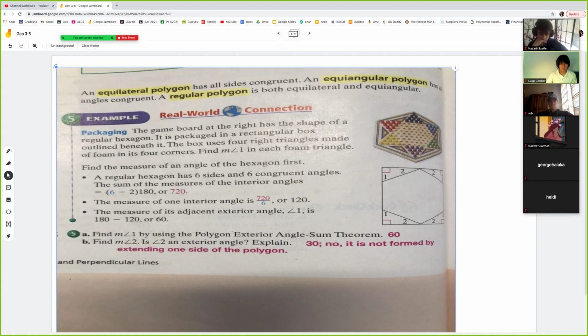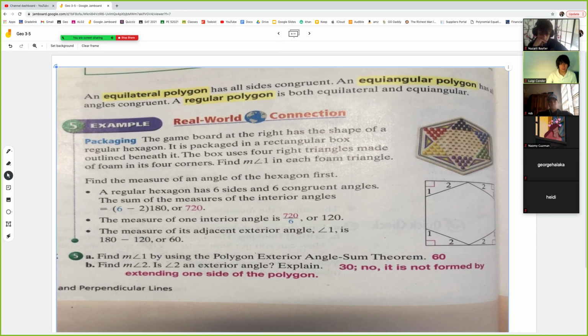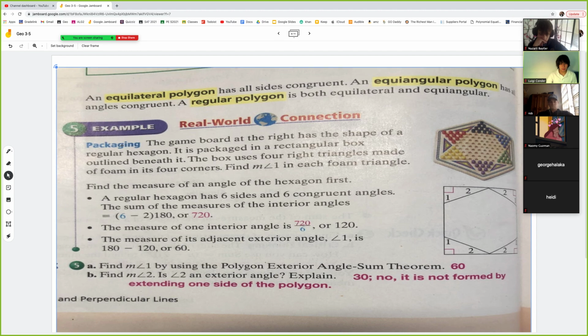Continuing on, how does this work in the real world? Let's look at this question here. The game board at the right has the shape of a regular hexagon. It is packaged in a rectangular box outlined beneath it. The box uses 4 right triangles made of foam on its 4 corners. Find the measure of angle 1 in each foam triangle and find the measure of an angle of the hexagon first. So, a regular hexagon has 6 sides and 6 congruent angles.